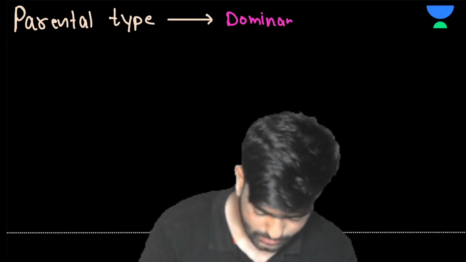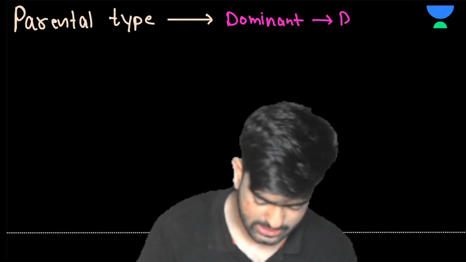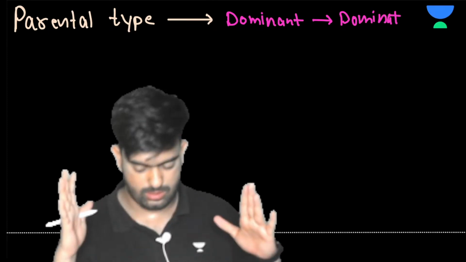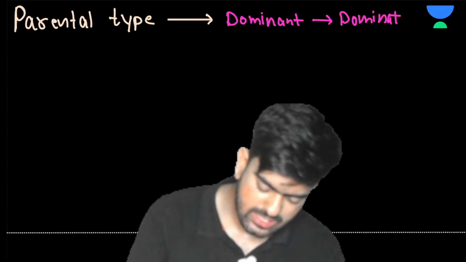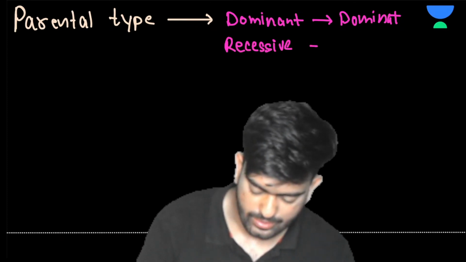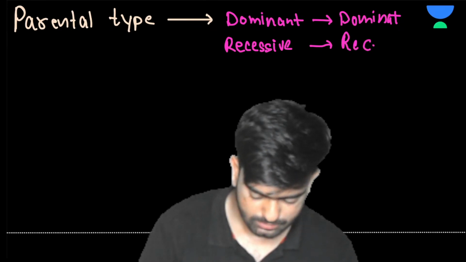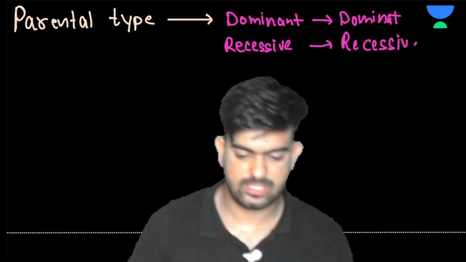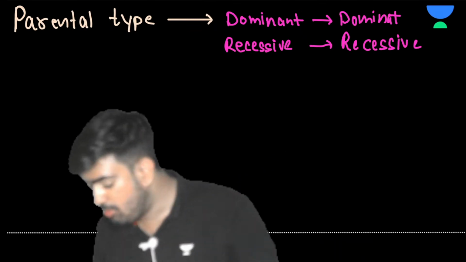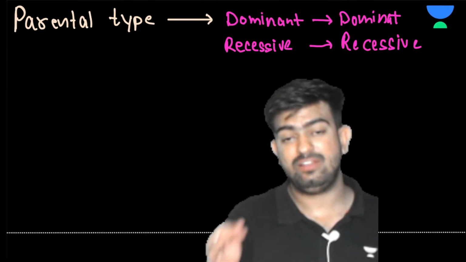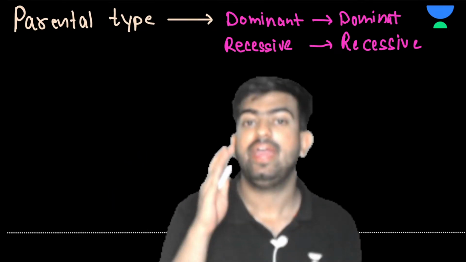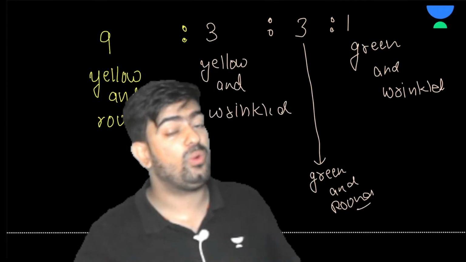Dominant with dominant. Yes, sir. We saw that yellow was with round and recessive was with recessive. Sir, that means, is it true that all the dominant alleles will be in the same gamete and all the recessive alleles will be in the same gamete? No, it's not true. Why, sir? How can you say this?